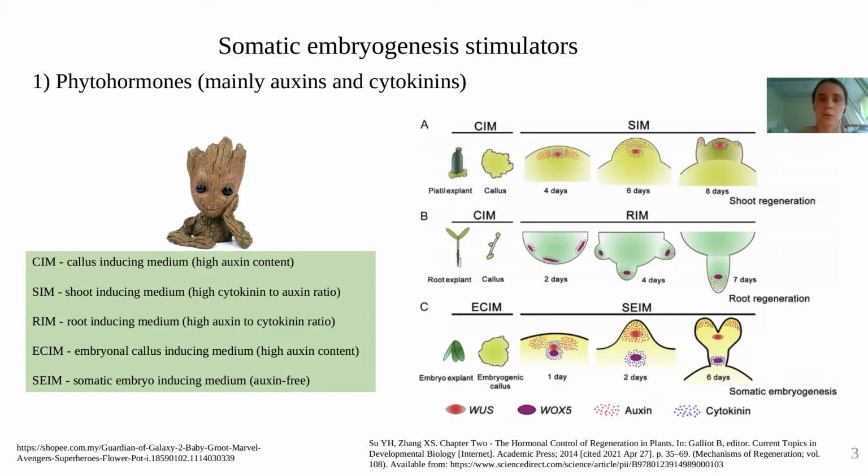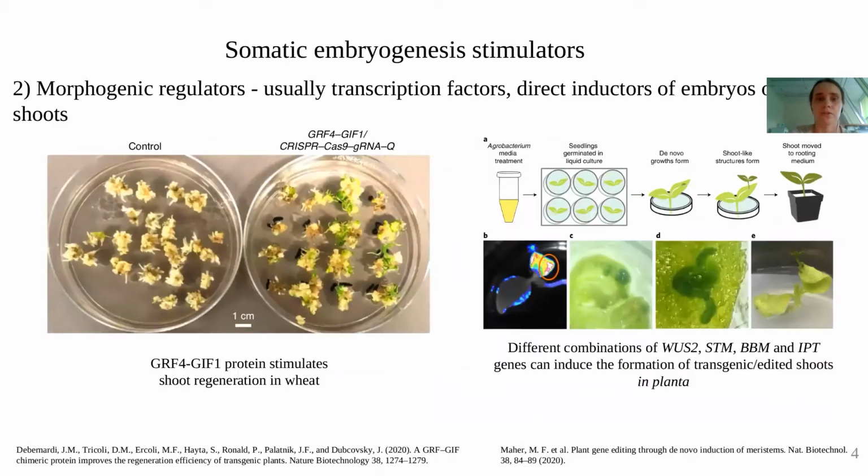Recently, a new way of stimulating somatic embryogenesis appeared. It includes the usage of so-called morphogenic regulators. They can be used instead of phytohormones or together with them. Usually, morphogenic regulators are transcription factors that participate in somatic embryogenesis, and they can induce this process as direct inductors of embryo or shoot development.